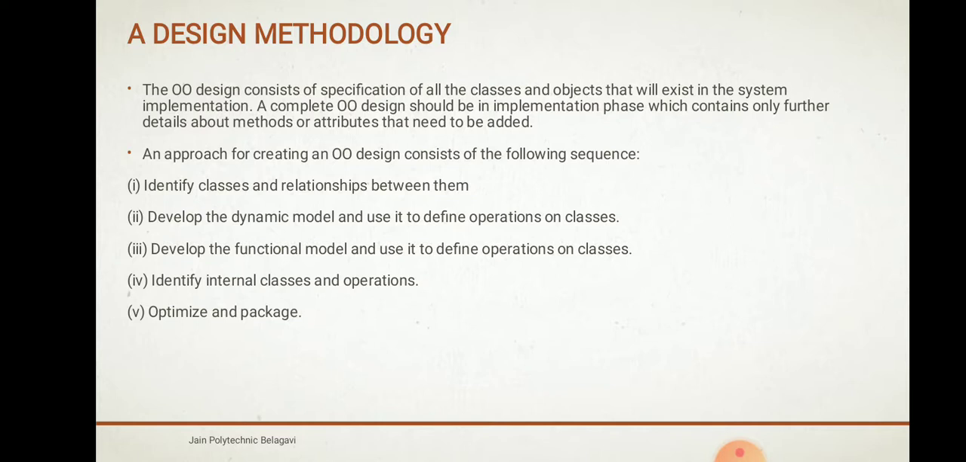So whenever you want to create a complete object-oriented design, it should contain only details about methods or attributes that will be added. Now there is an approach for creating an object-oriented design which consists of the following sequence. First step is identifying classes and relationships between them. Develop the dynamic model and use it to define operations on classes. Develop the functional model. Identify internal classes and operations. Optimize the package.